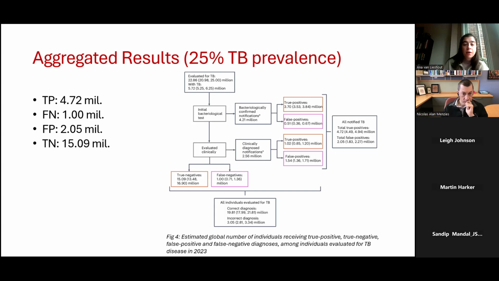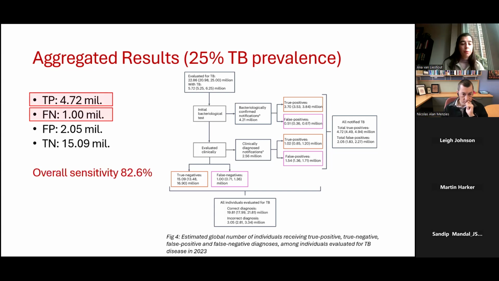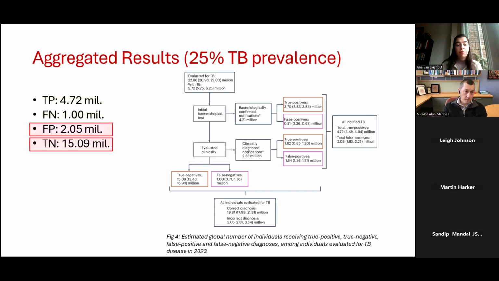So if we take into account the true positive and false negative diagnosis, so people that actually have TB, we see that the overall sensitivity was 82.6%. If we look into the false positive and true negative, so people that don't have TB, we see that the overall specificity of the algorithm was 88%.